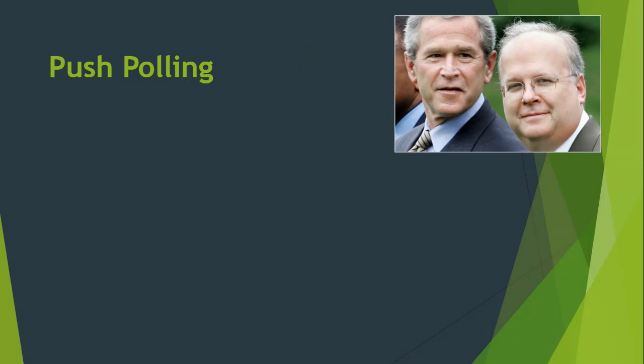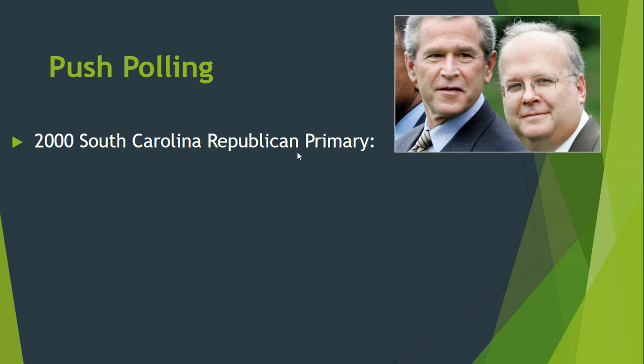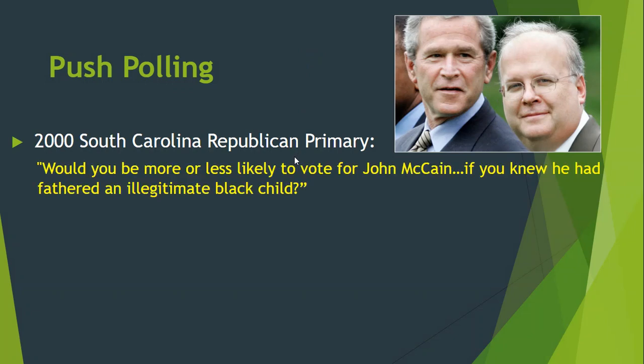So let's talk now for a second about push polling. These are some examples of what push polls might look like. In 2000, this is the South Carolina Republican primary. That means that Republicans were running against each other to be the nominee. So here's a question. Would you be more or less likely to vote for John McCain if you knew he'd fathered an illegitimate black child?